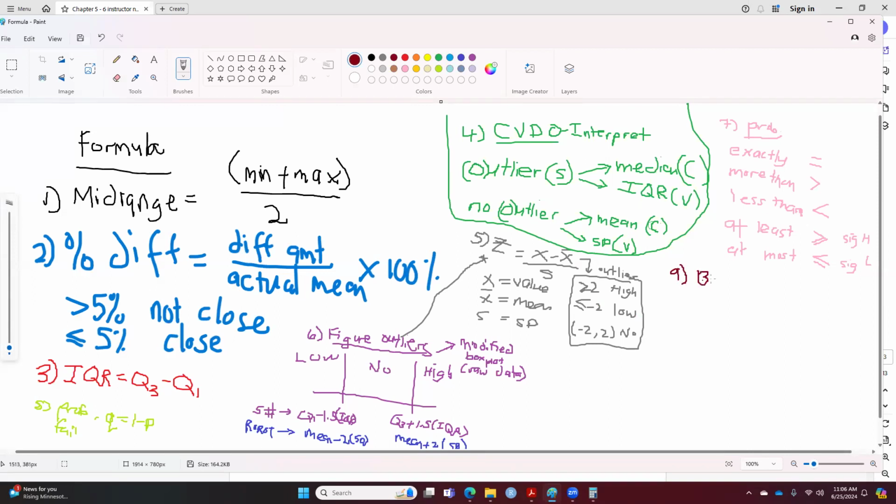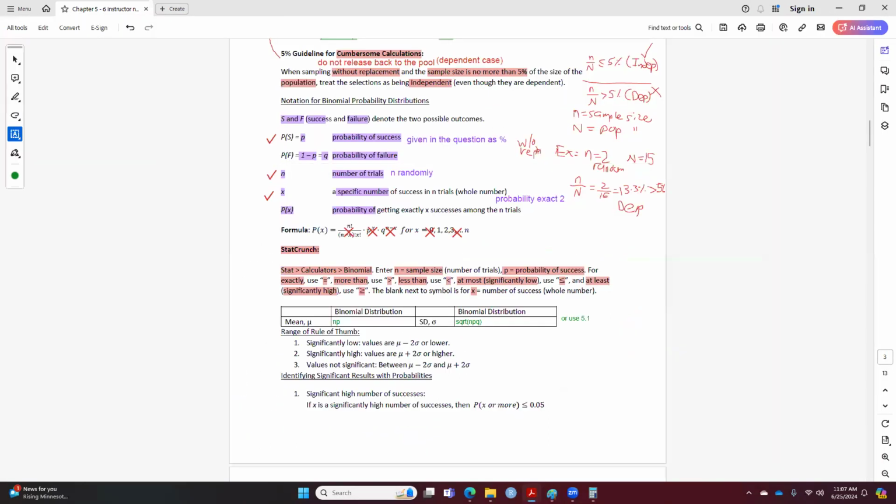If it's a binomial distribution, you can find the mean, the population mean, mu, is n times p, and the population standard deviation, sigma, is the square root of n times p times q. Make sure you know where the square root is on your calculator. So those are the mean and standard deviation.